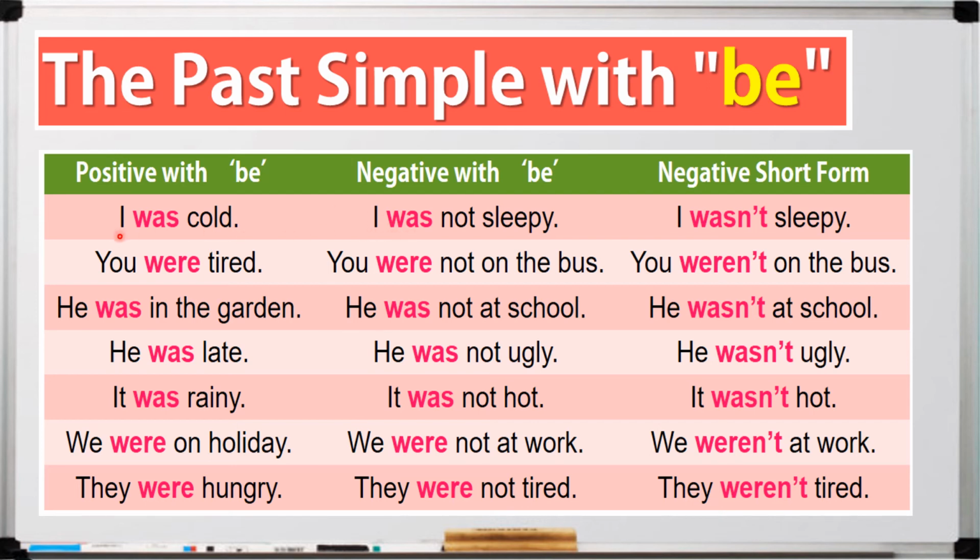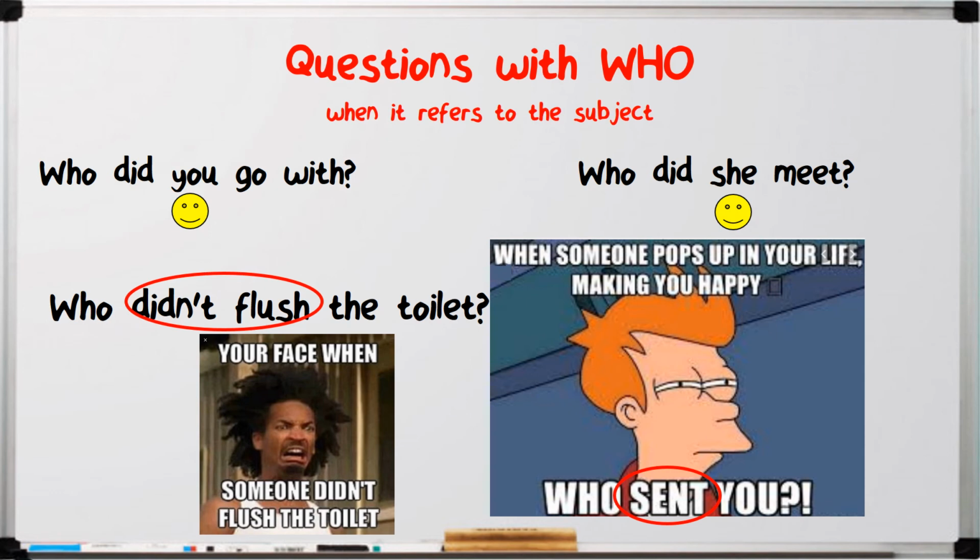And the question form, you might remember, I simply change the order of the subject and the verb of the affirmative. And I will say, was I cold? Were you tired? Was he in the garden? Was he late? Was it rainy? Were we on holiday? Were they hungry? Well, yeah. As I said, the verb be has its own rules. So don't forget them.